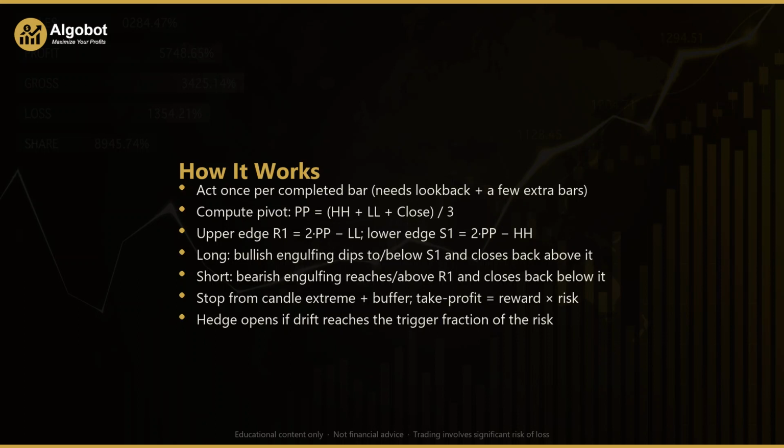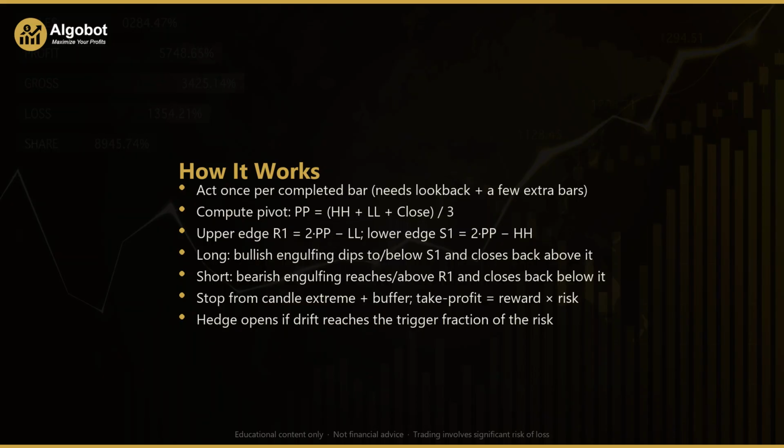The strategy works on completed bars, so it acts once each time a new bar opens, which confirms the previous bar has closed. It also needs enough history, the look-back window plus a few extra candles, before it does anything. First, the pivot. The strategy scans the look-back window, by default 20 completed bars, and records the highest high and the lowest low. It then computes the central pivot as the high, plus the low, plus the last close, all divided by 3. The upper edge, R1, is 2 times the pivot minus the low. The lower edge, S1, is 2 times the pivot minus the high. These 3 levels are recalculated on every new bar, so the fulcrum rolls along with the market.